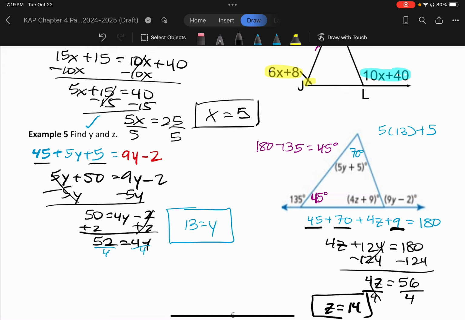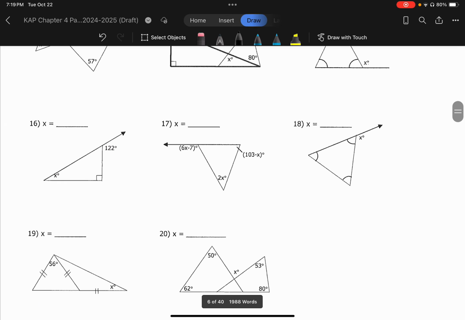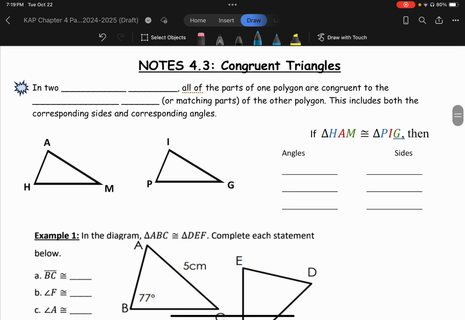Okay, so just to recap here, with the exterior angle theorem, you add the two remote interior angles and set it equal to the exterior angle. All right, what we're going to move through right now is the notes for 4.3. The notes for 4.3 are going to be covering congruent triangles.